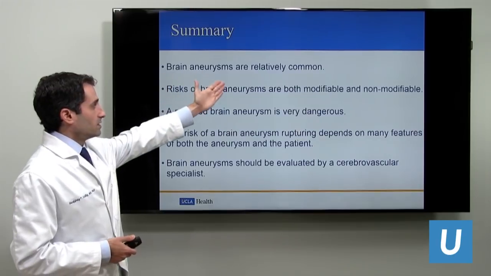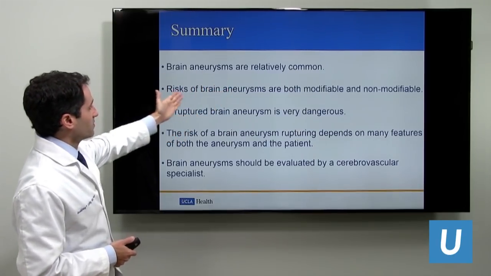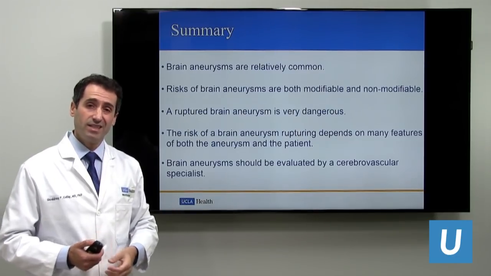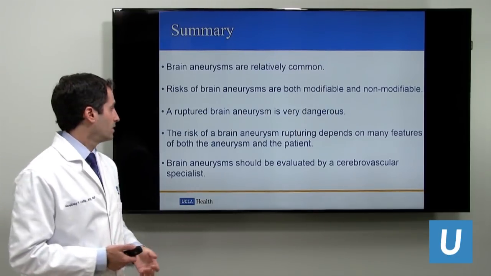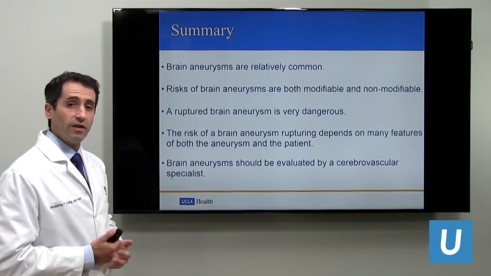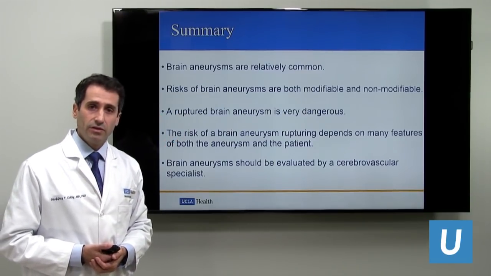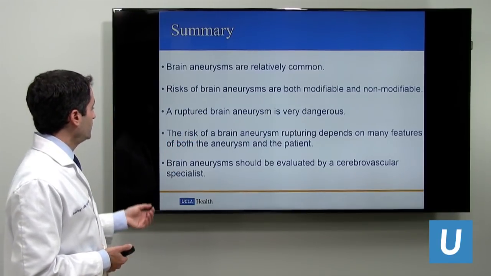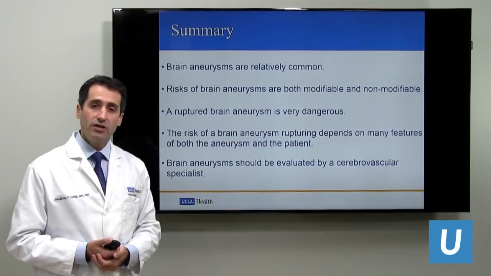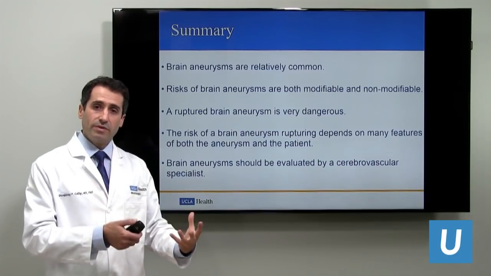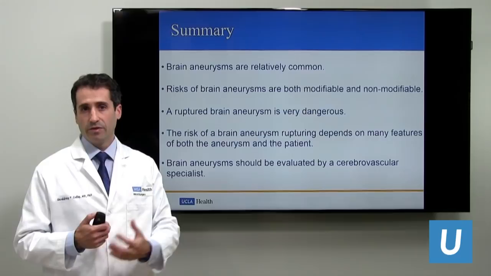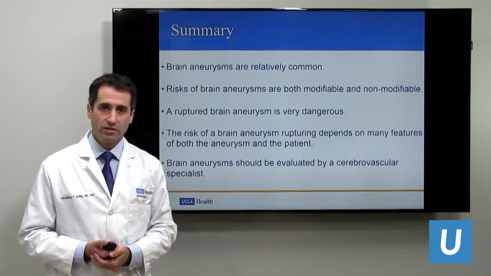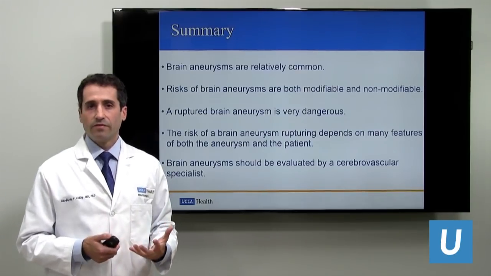Brain aneurysms are relatively common. Risks of brain aneurysms are both modifiable and non-modifiable, meaning some things we can change and some things we can't. A ruptured brain aneurysm is very dangerous, and that's something that needs to be addressed immediately. The risk of a brain aneurysm rupturing depends on many features of both the aneurysm and the patient, meaning the patient and their specific risk factors, the aneurysm and its specific factors. And really, a patient with a brain aneurysm should be evaluated by a cerebrovascular specialist. And this is a very important point.